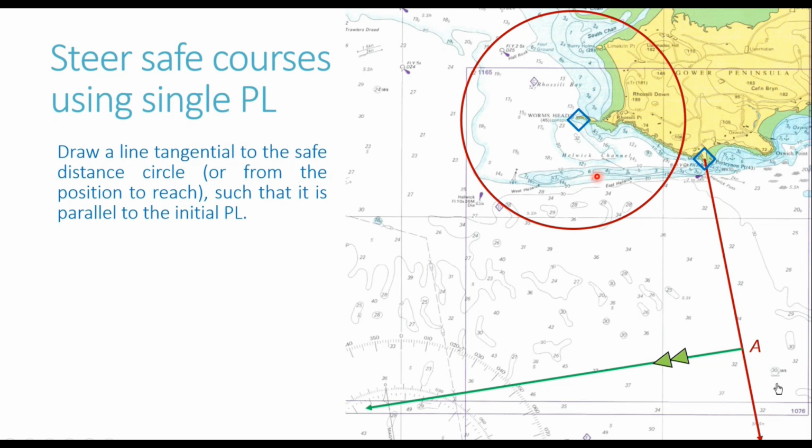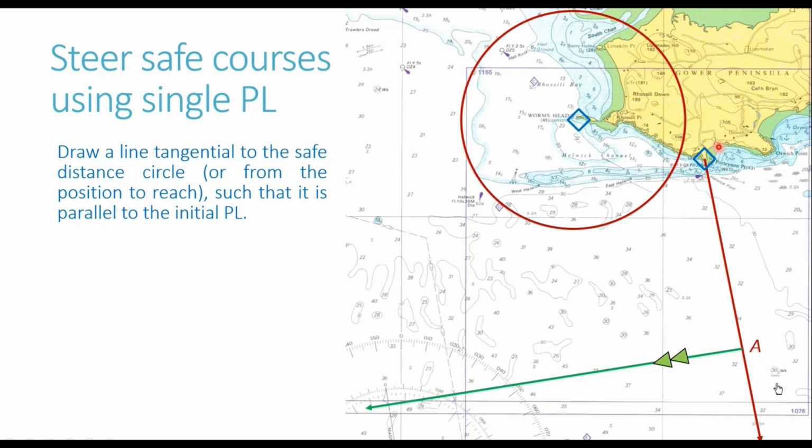Now there are infinite number of tangents which can be drawn. What tangent are we interested in? We need a tangent to this safe distance circle, which is parallel to our initial position line. You can see the initial position line plotted on the chart. We require a tangent to the safe distance circle parallel to this initial PL.